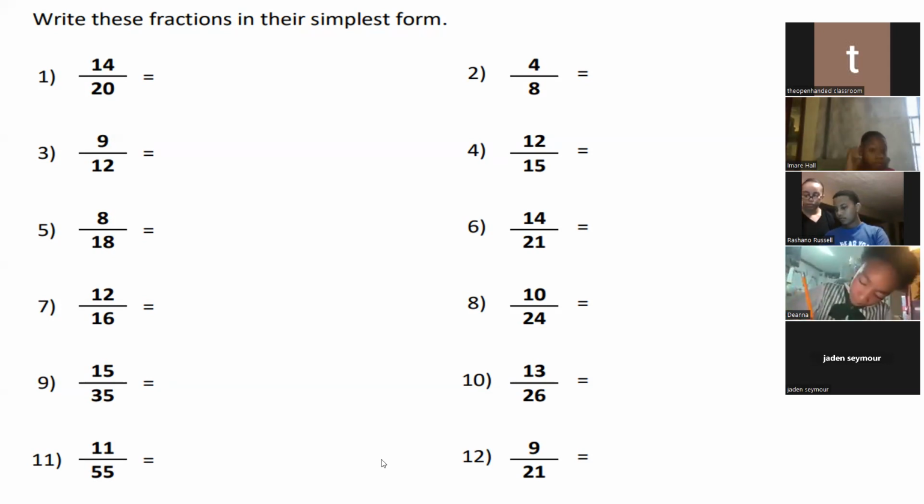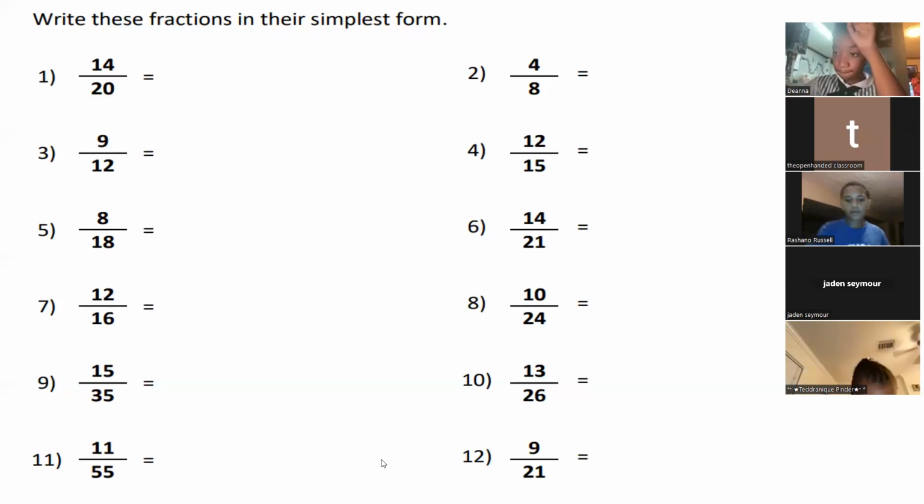No, that's not true. 5 times 1 is 5. Yeah, so 1 times 5 is 5. 5 times 2 is 10. 5 times 3 is 15. 5 times 4 is 20. 5 times 6 is 30. 5 times 7 is 35. 5 times 8 is 40. 5 times 9 is 45. 5 times 10 is 50. 5 times 11 is 55. And 5 times 12 is 60.